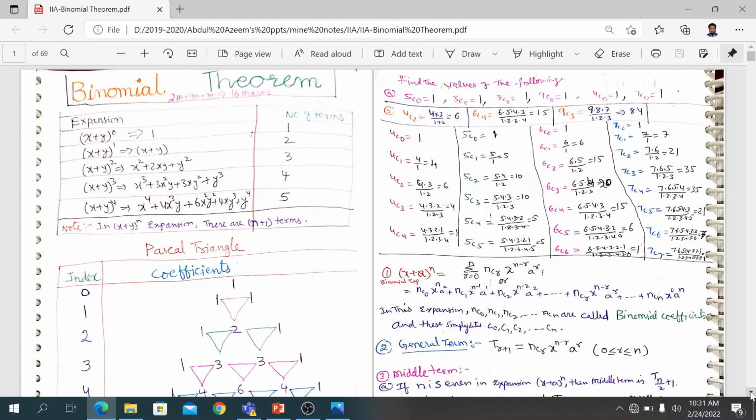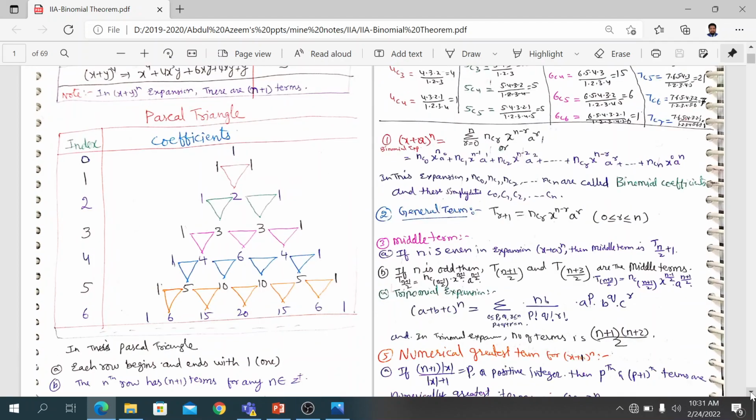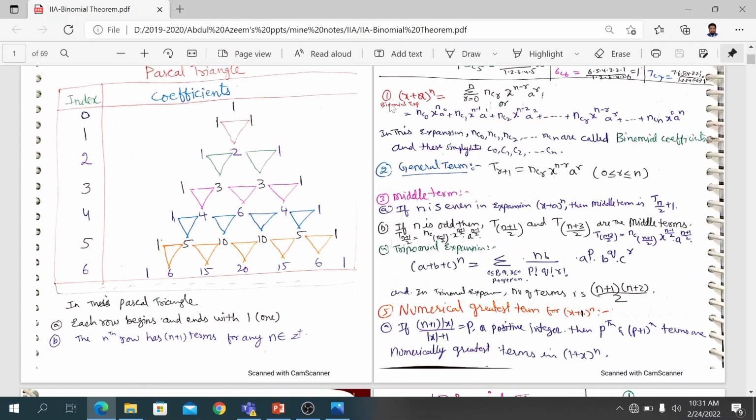Now let us move to another topic. This is very important. X plus a power of n is known as binomial expansion. It is written as sigma r equal to 0 to n, NCR x to the power of n minus r, a to the power of r. This is in the form of sigma.